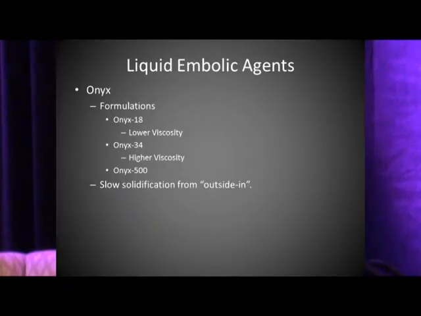It comes in 3 formulations. The lower the number, the lower the viscosity. The higher the number, the higher the viscosity. And the higher the viscosity theoretically gives you better control of the embolization. It's slow to solidify. It's an outside-in process, kind of if you think about it like lava. When lava gets cooled, it solidifies from outside in. If you pull the outer crust away, it's still somewhat liquid on the inside.